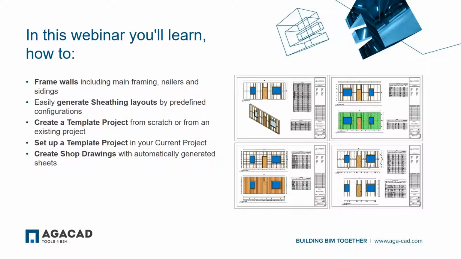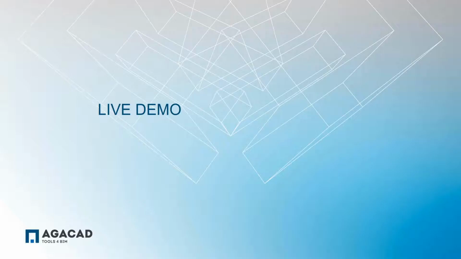In this webinar, you'll learn how to frame walls, including main framing, nailers, and sidings, easily generate sheeting layouts, create a template project from scratch or from an existing project, set up a template project in your current project, and create shop drawings with automatically generated sheets. So wood and metal framing software for Revit has been enhanced to save your time on documentation process. Okay, so let's just jump right in, and I'll open my Revit project.